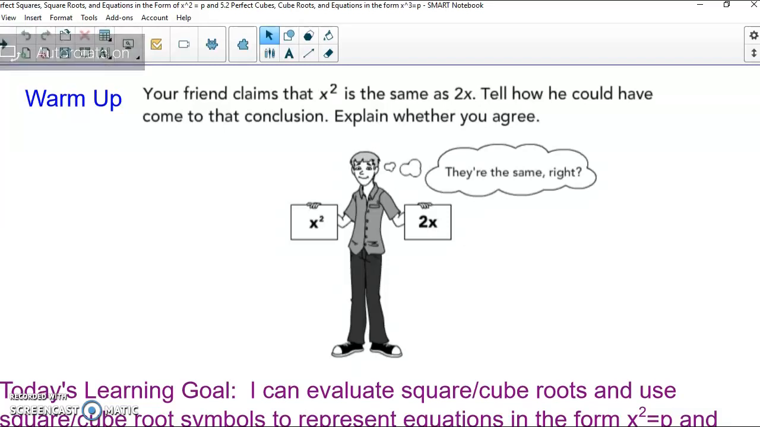All right, hello Pre-Algebra. We are going to be looking at a brand new topic, and I think this is going to be kind of fun. Change of pace. It will be probably brand new stuff for you, which I think is fun.